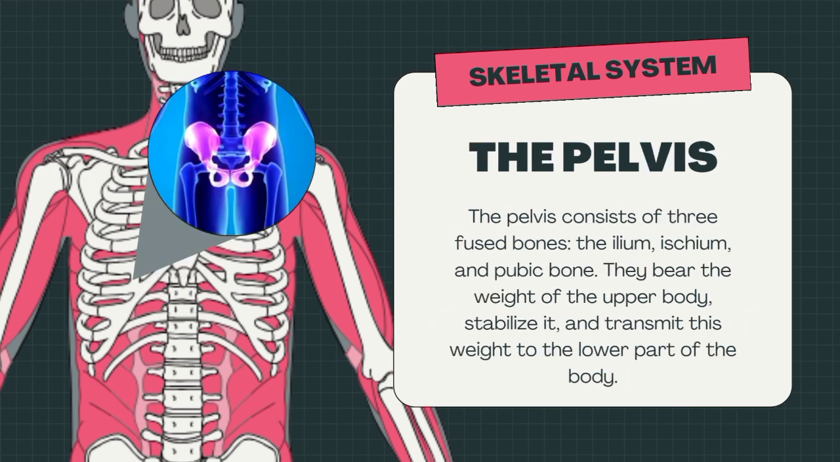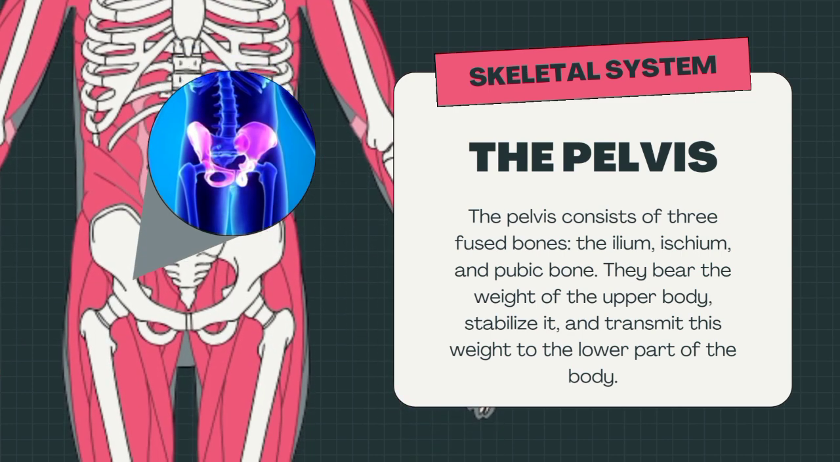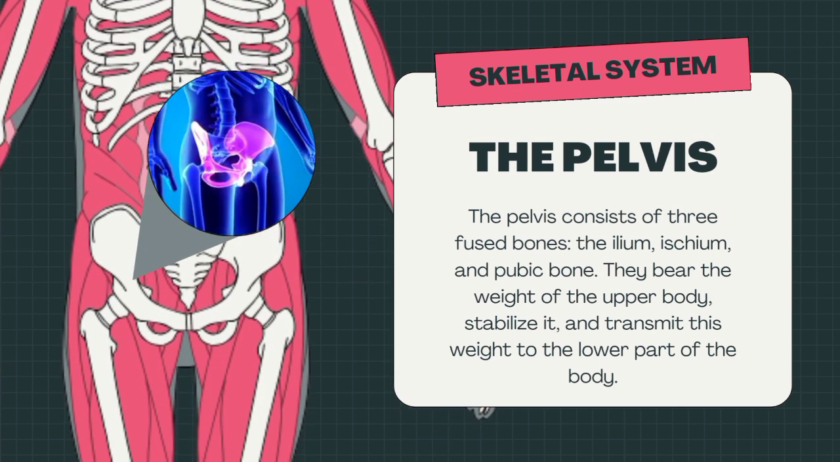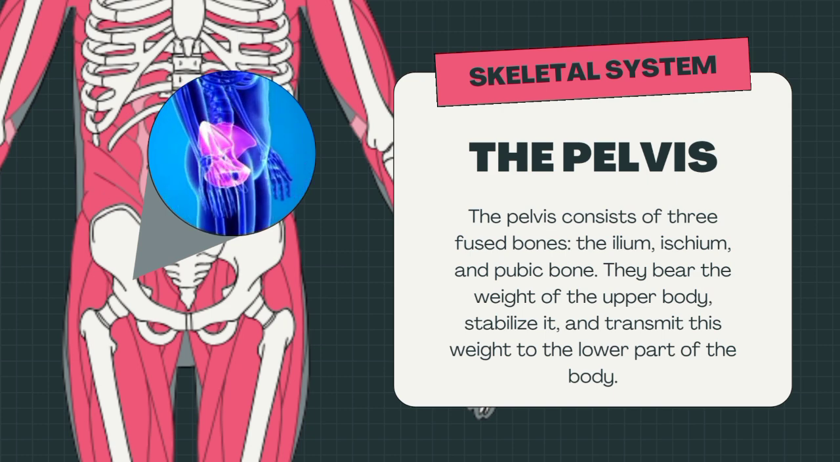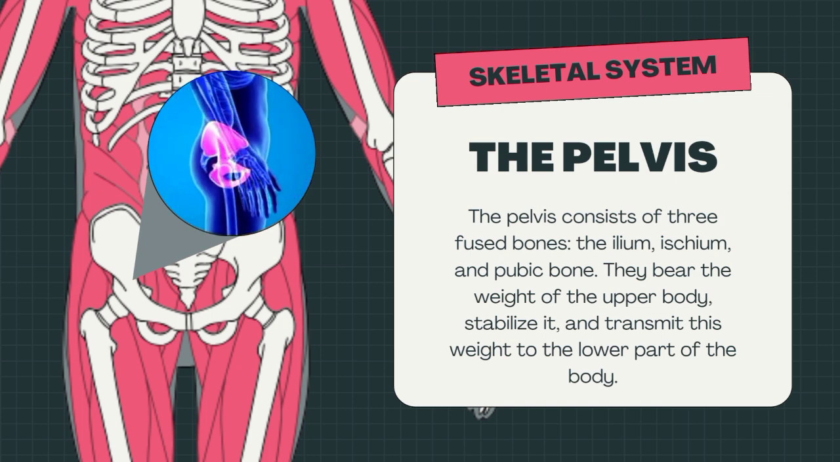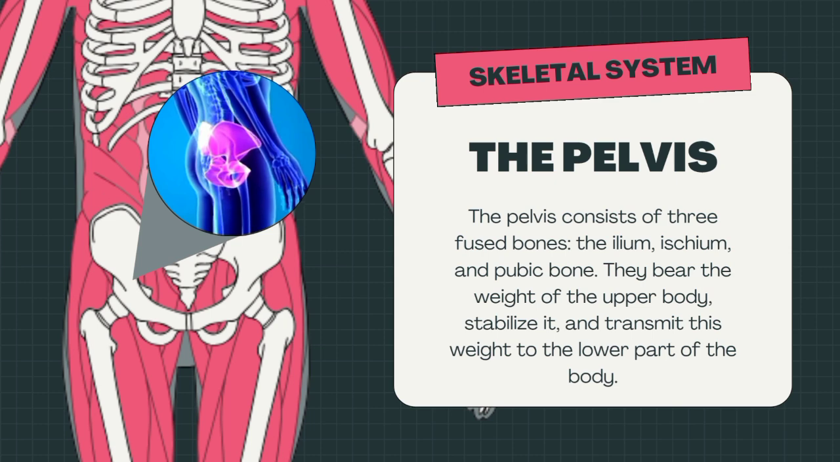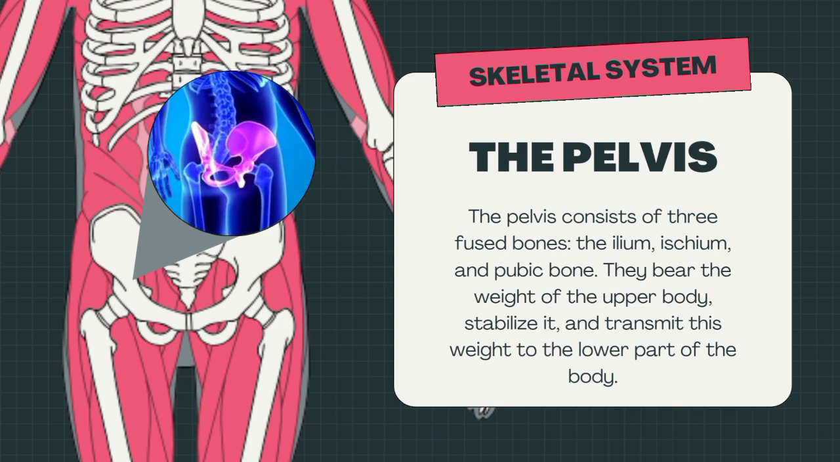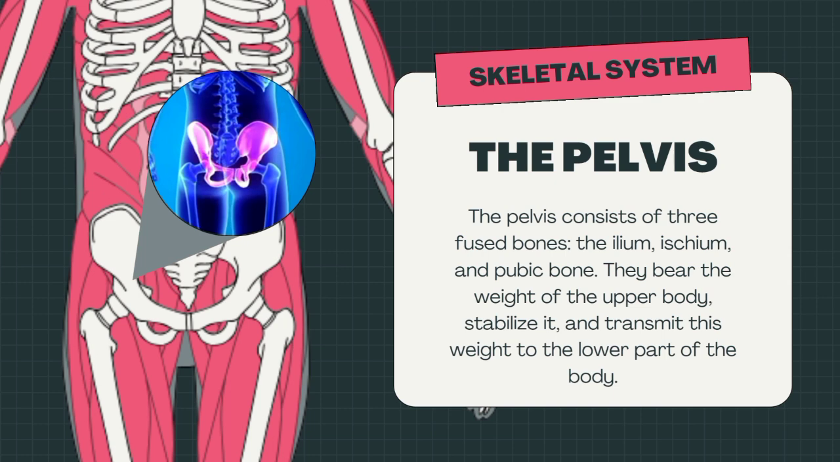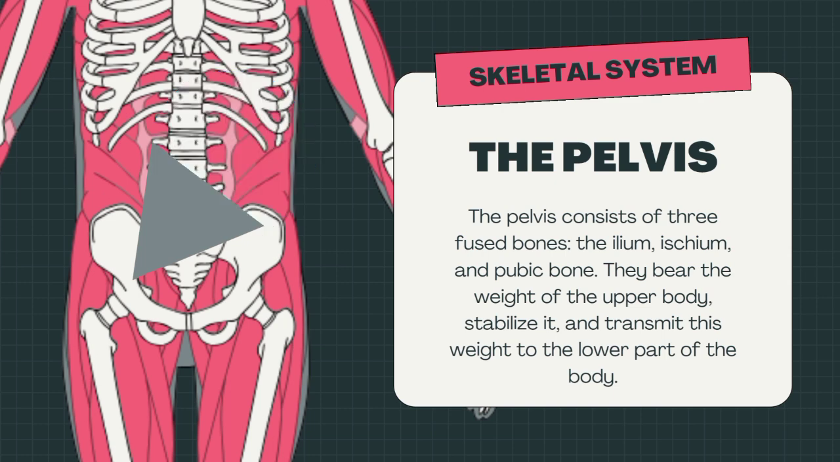Lastly, the pelvic or the waist girdle. The pelvic girdle consists of three flat bones that are fused together. They are called the ischium, the ilium, and the pubis. The two halves of the pelvic girdle are joined with a fissure called the pubic symphysis. The pelvic girdle bears the upper weight of the body and transfers this to the lower part of the body.